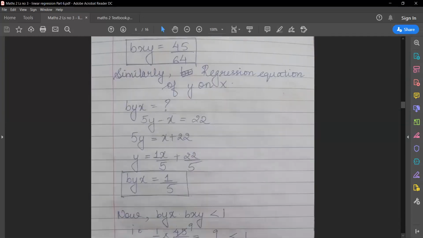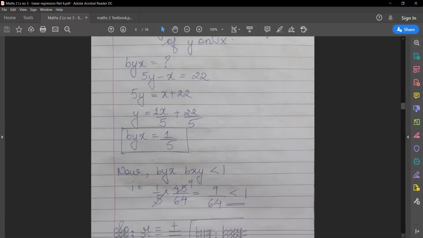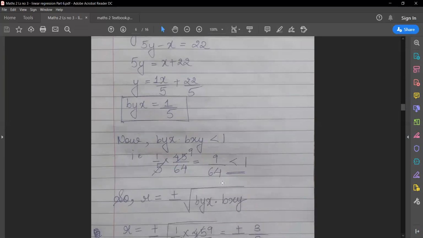In the similar manner, we will write down the regression equation for y on x. So how will we get byx? We'll leave 5y this side and take all the other terms on that side. Again, y should be alone. So I am taking 5 that side, so it will be divided by both of them. So what will be byx? Again, you take the coefficient of x. So the coefficient of x is nothing but 1 by 5, as you can see.